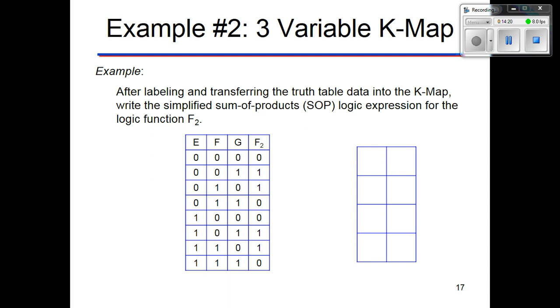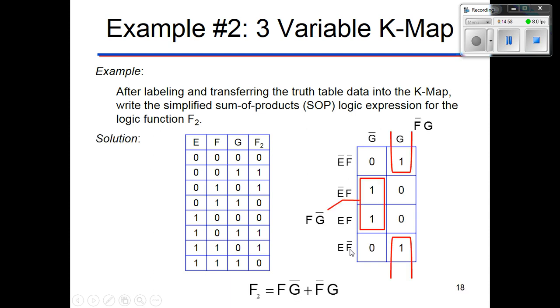So let's take a look at another example. Once again, we have a 3-input truth table. And we have to label our K-map first. So we always start with nots. And I'm going to have not G and G on the top. So over here, I'm going to have not G. And here, I'm going to have G. And then I'm going to go down. I will have not E, not F, not E, F, E, F. Remember, the third one down is always the one without inverters. And the last one is E, not F.